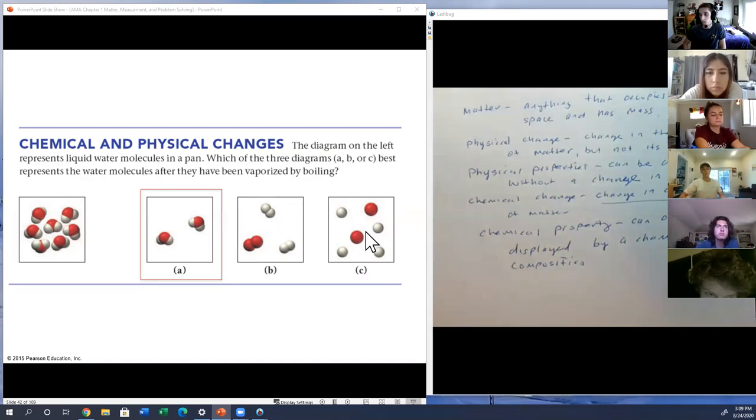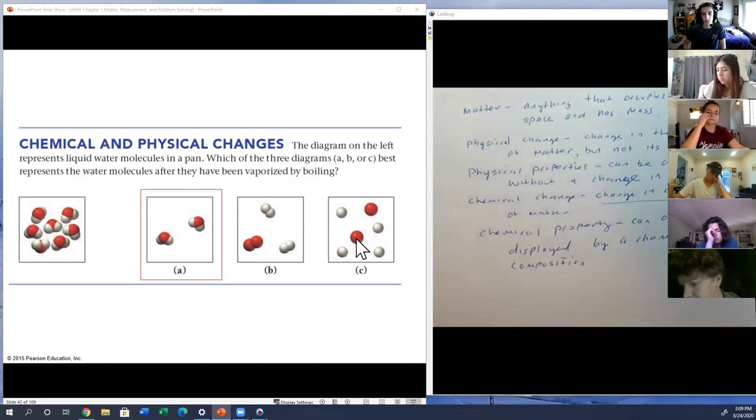If this was the result of boiling, that would be a chemical change, right? You'd have to break apart the water molecules. By the way, water boils at 100 degrees. Why? Because that's the amount of thermal energy you need to overcome the interactions between water molecules and get them to boil.